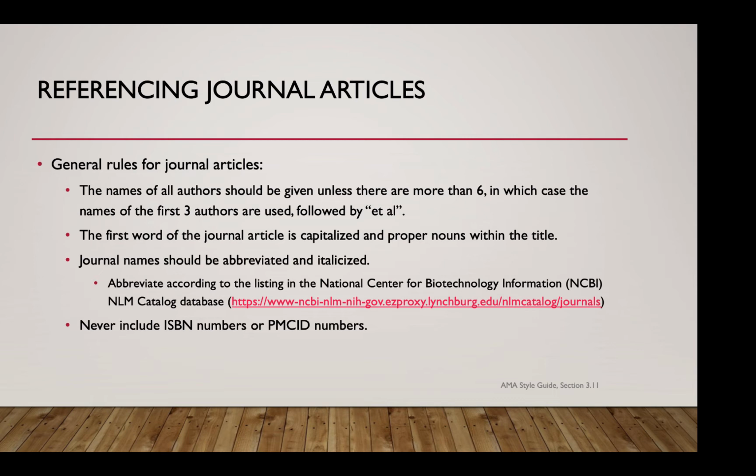If you don't know the abbreviation of your journal, you can look at the National Center for Biotechnology Information, NCBI, the NLM catalog database, and you can see the website there, and it will tell you the correct way to abbreviate your journal. You should never include ISBN numbers or PMCID numbers.